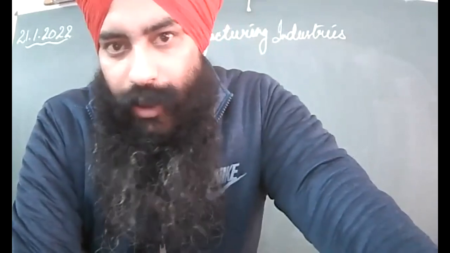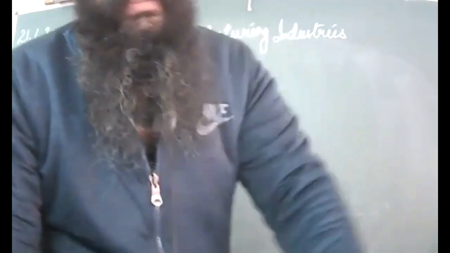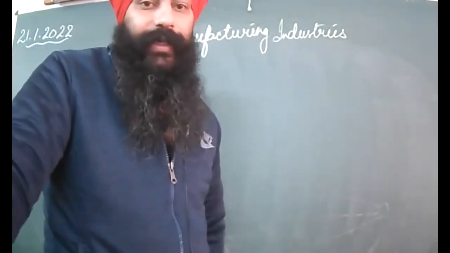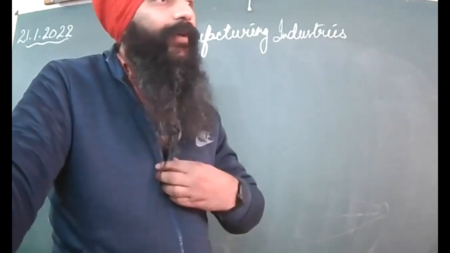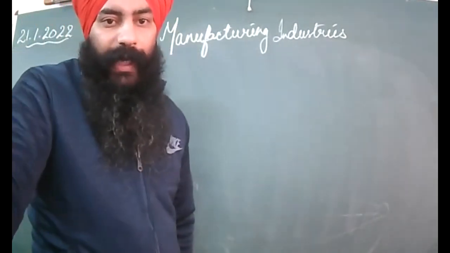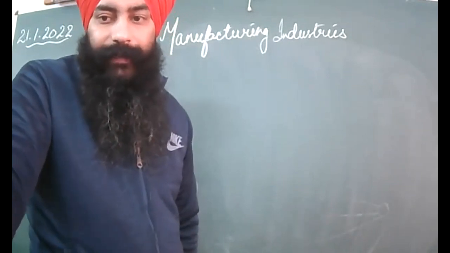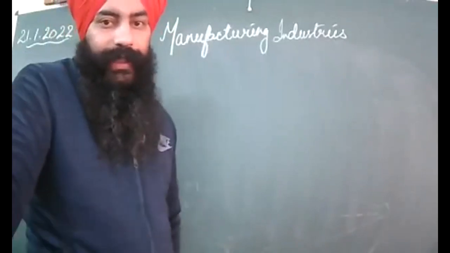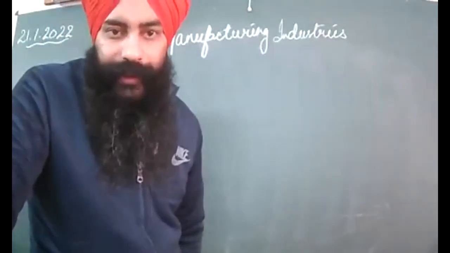So let's continue with cotton textiles, one of the earliest types of industry set up in our country. During the British age, the first cotton textile industry was set up at Bombay in 1854 by the British through the Parsi entrepreneur. The locational factors responsible for the growth of cotton textiles were the hot and humid weather conditions of coastal regions.